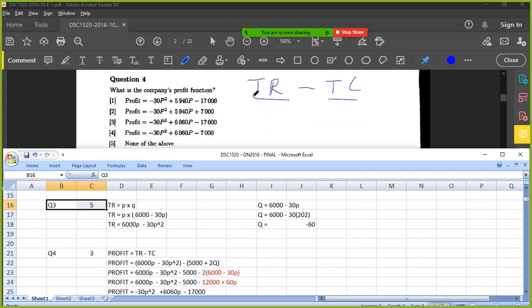But this question's perfect. Your approach is correct. Revenue minus cost gives you profit. And then if you do the maths, you'll get that answer. Make sense? Yep. Okay, great.